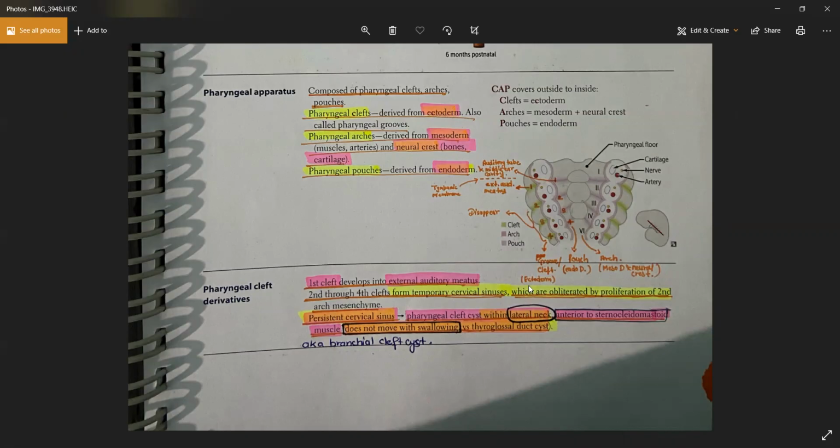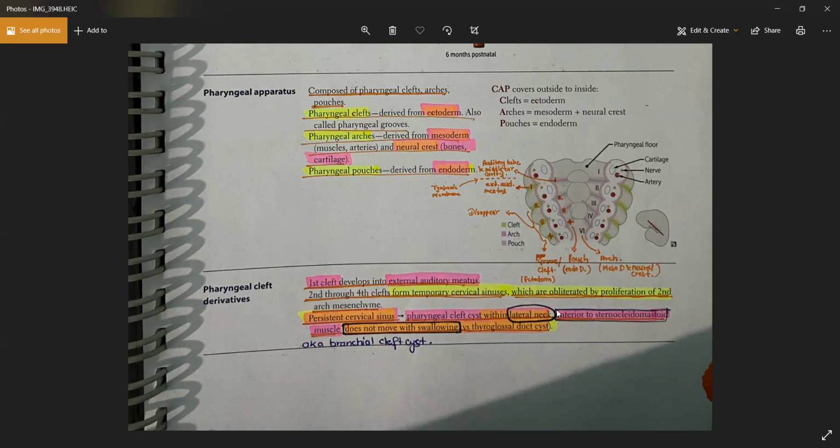Yeah. And please note the location. They will be present anterior to the sternocleidomastoid muscle. Step 1 will ask you the location: where in the lateral neck, anterior to the sternocleidomastoid. These are the branchial cleft cysts. You also have the thyroglossal duct cyst, remember? And this thyroglossal duct cyst will be present in the midline, right?